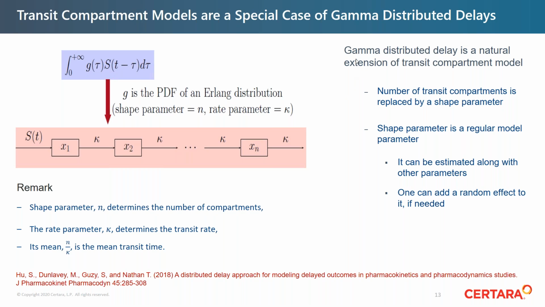So you can see that the gamma distributed delay is just a natural extension of the transit compartment model. And the number of transit compartments is replaced by a shape parameter. Since the shape parameter becomes a regular model parameter, you can just estimate it along with other parameters. You can even add a random effect to it if needed.